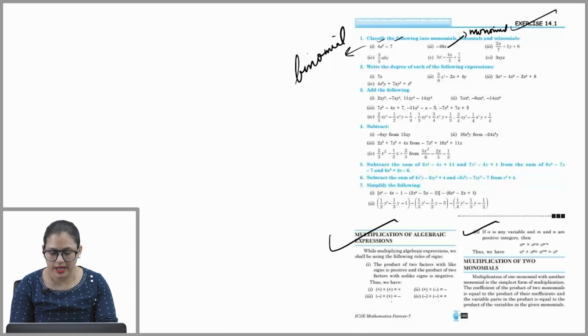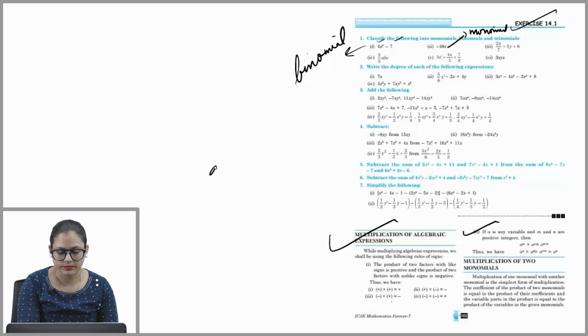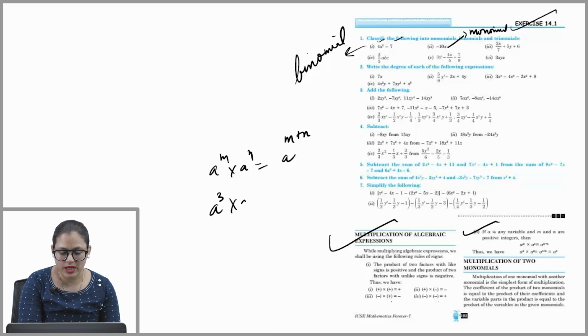So, if a is any variable and m and n are positive integers, then a raised to the power m into a raised to the power n is equal to a raised to the power m plus n. Okay, and similarly a raised to the power 3 into a raised to the power 6 is what? a raised to the power 3 plus 6, that is a raised to the power 9, right?